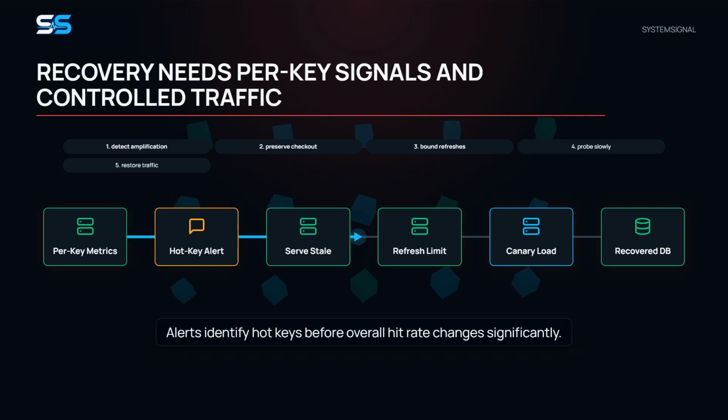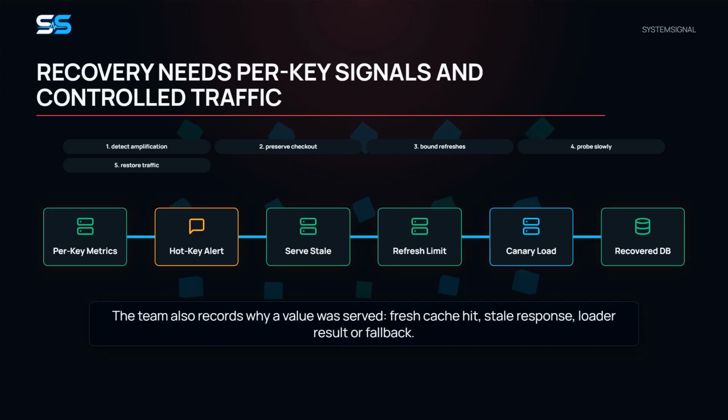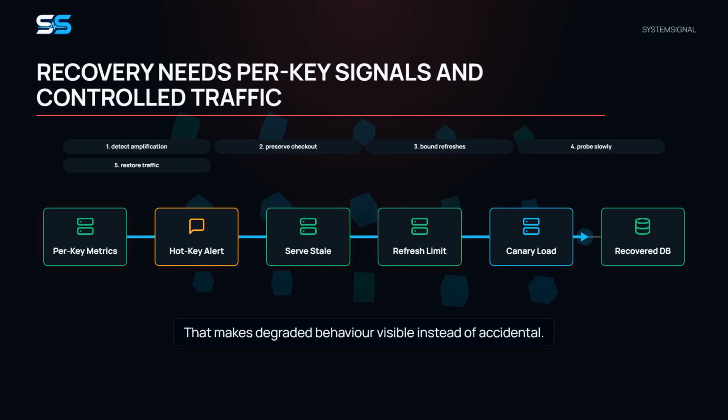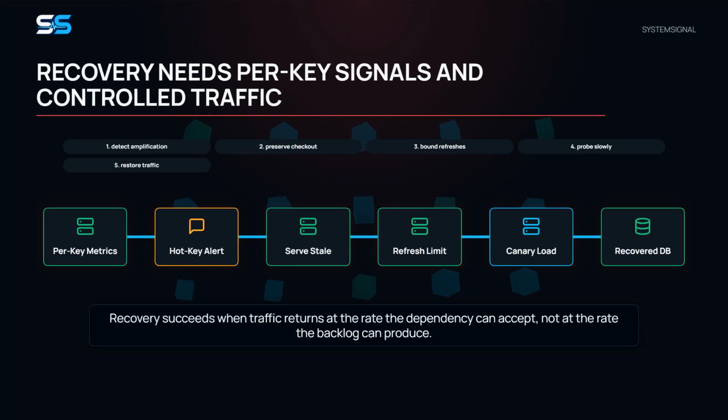Alerts identify hot keys before overall hit rate changes significantly. The team also records why a value is served. Fresh cache hit, stale response, loader result, or fallback. That makes degraded behavior visible instead of accidental. Recovery succeeds when traffic returns at the rate the dependency can accept, not at the rate the backlog can produce.